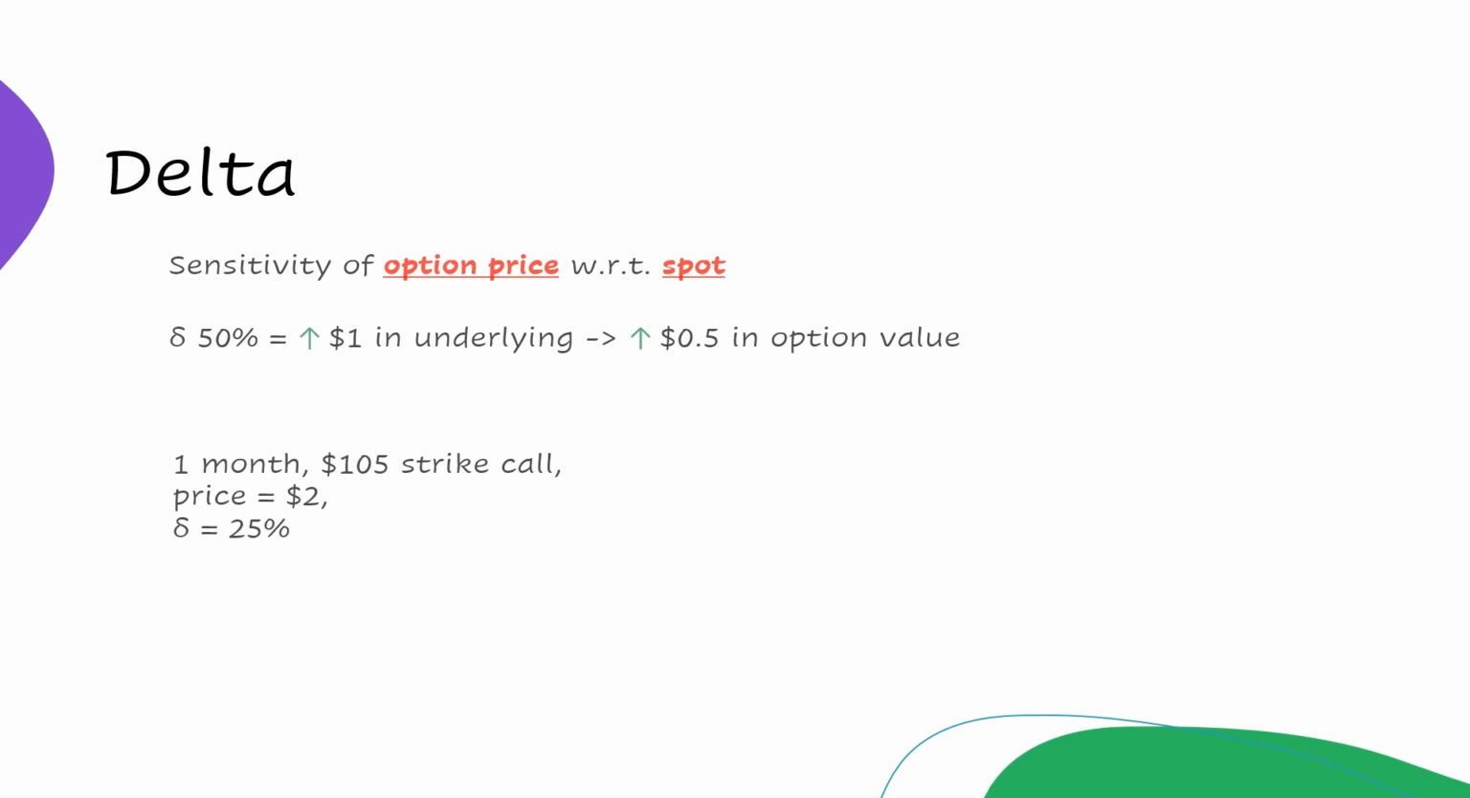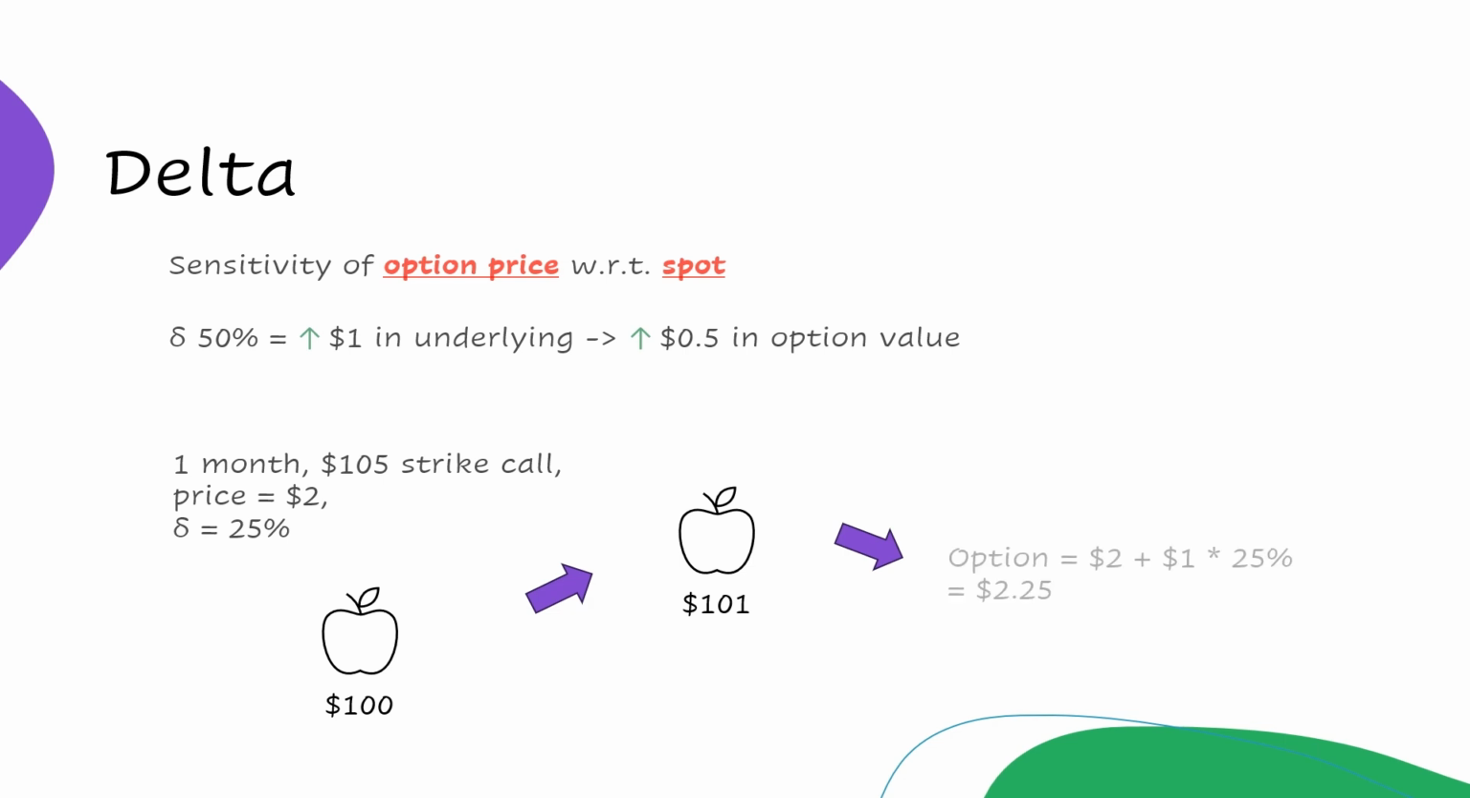Option price is at $2 and delta is 25%. Apple is at $100 now. If Apple goes up to $101, then option price will be $2 plus $1 change times 25% delta, which is $2.25. There are some important properties of delta we need to notice.